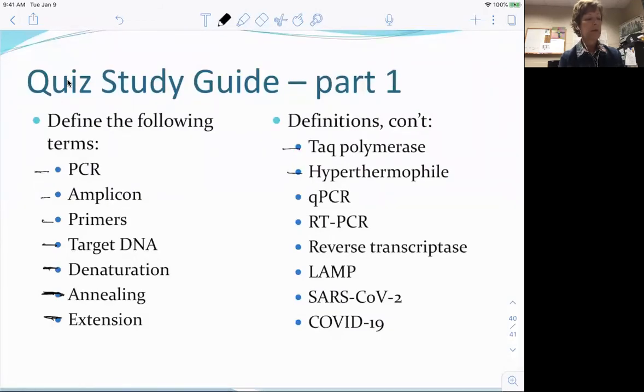What's a melting curve? What is qPCR, RT-PCR? What is reverse transcriptase? What is the LAMP technique? What is SARS-CoV-2 and COVID-19? And what's the difference between the two? Okay, one is the virus, one is the disease caused by the virus.